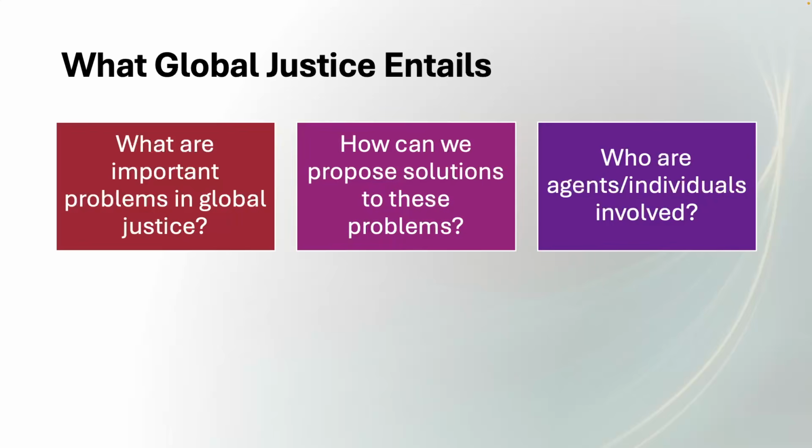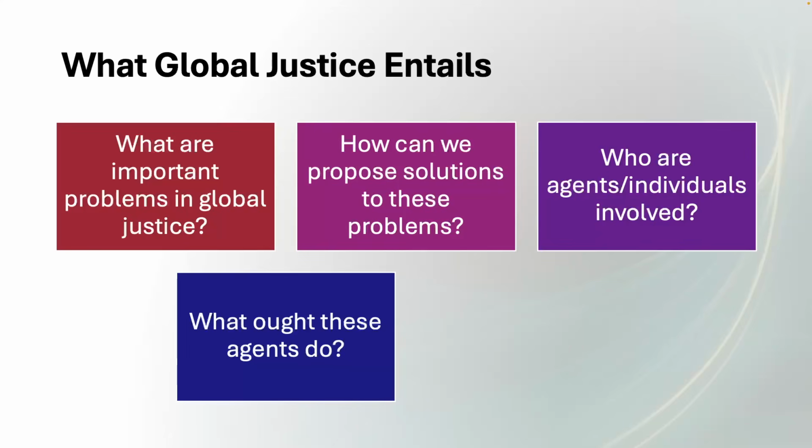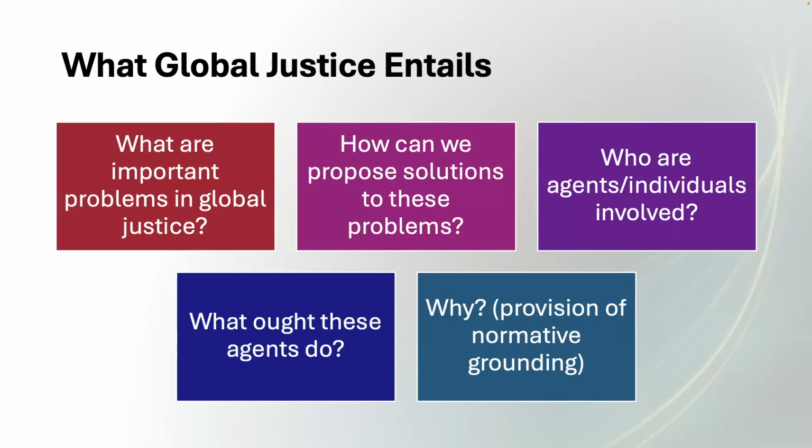And then we shift from looking at the descriptive, looking at what the problem is, how we might be able to solve these problems, who we might have to engage to solve them. We then shift to the normative. Who is engaged in these problems? What ought these agents do? What should be done in relation to solving and tackling these global justice issues? And then finally provide normative grounding. Why is it the case that we should do this in this particular way? If we can answer these questions in a way that is adequate, then we have a pretty good theory of global justice. And in answering the first question, what should count as an important problem of global justice?